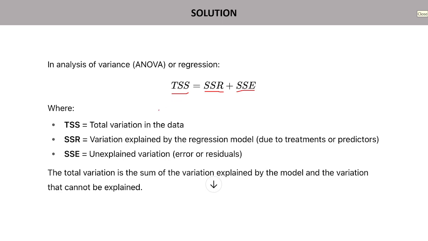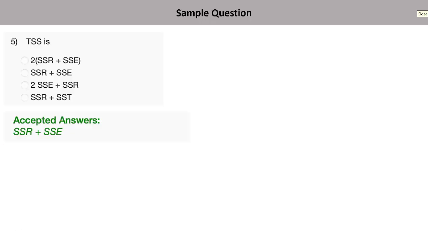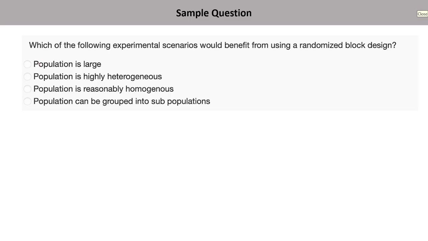So in that case, the total variation of the data will be SSR plus SSE, that is, variation due to the model and unexplained variation. The total variation will be the sum of the variation explained by the model, which could be any model that we are using, and the variation that cannot be explained. So according to this, our answer is TSS equals SSR plus SSE, which is option B. I hope this was clear. We can move on to our next question.